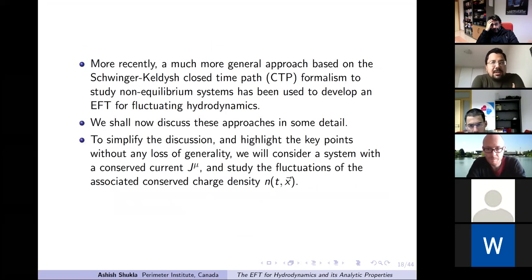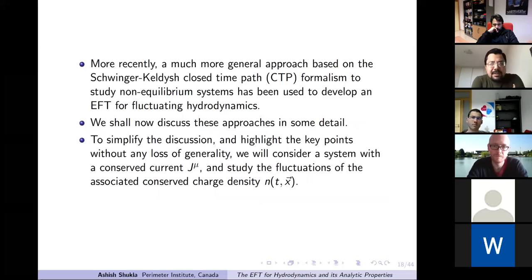So what has been done more recently is to use the approach which is based on the Schwinger-Keldysh closed time path formalism to study non-equilibrium systems and formulate an EFT for fluctuating hydrodynamics. Okay. So what we'll do in the remaining of this talk is now discuss these two approaches in some detail and discuss the merits of the latter over the former.